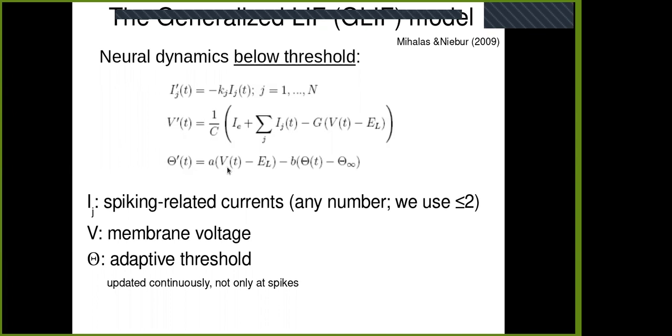So it's very simple. If the voltage goes up relative to the leakage voltage, the leakage potential, then the threshold also goes up. It's kind of like an adaptation, very intuitive. So the higher the voltage goes, the higher the threshold goes.